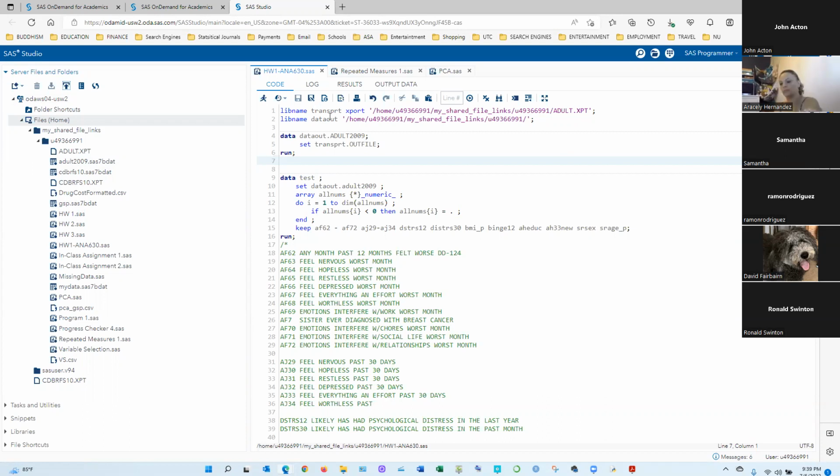And keep it in one folder. I was doing it so that from the transport folder, I put it into the data out folder. You don't have to. I transferred from the data transport folder to the data out folder and gave it a different name, adult 2009. Earlier it came as adult XPT, now it's called adult 2009.